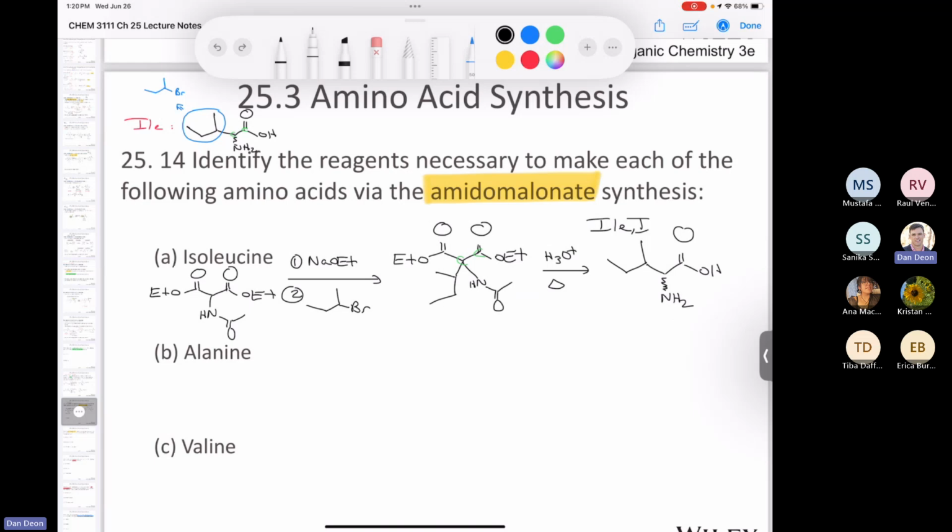Okay, so now that we've got that in mind, we figured out that the R group for isoleucine was a sec-butyl group, and with alanine, our R group is just a methyl group. We've seen that already. And so now our alkyl halide is not going to be something like sec-butyl bromide. Our alkyl halide is just going to be methyl iodide or methyl bromide or methyl chloride.